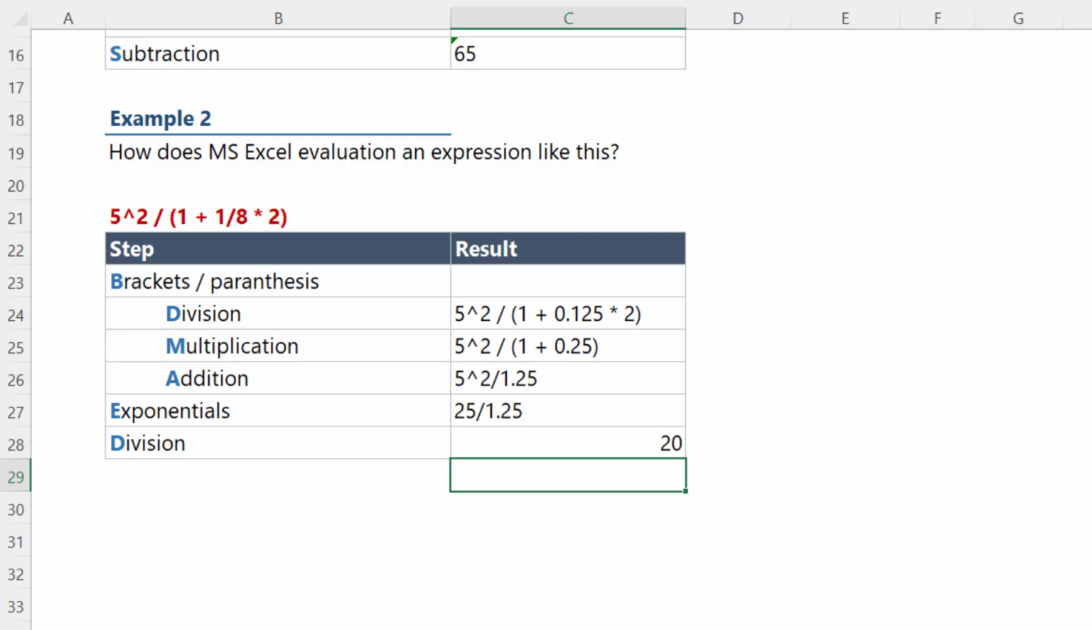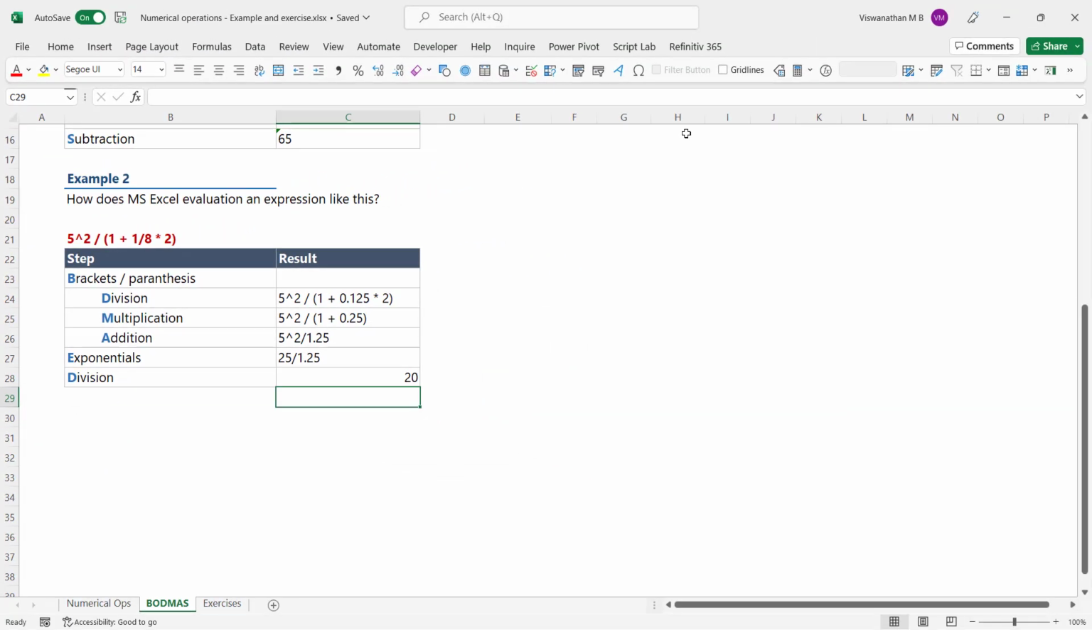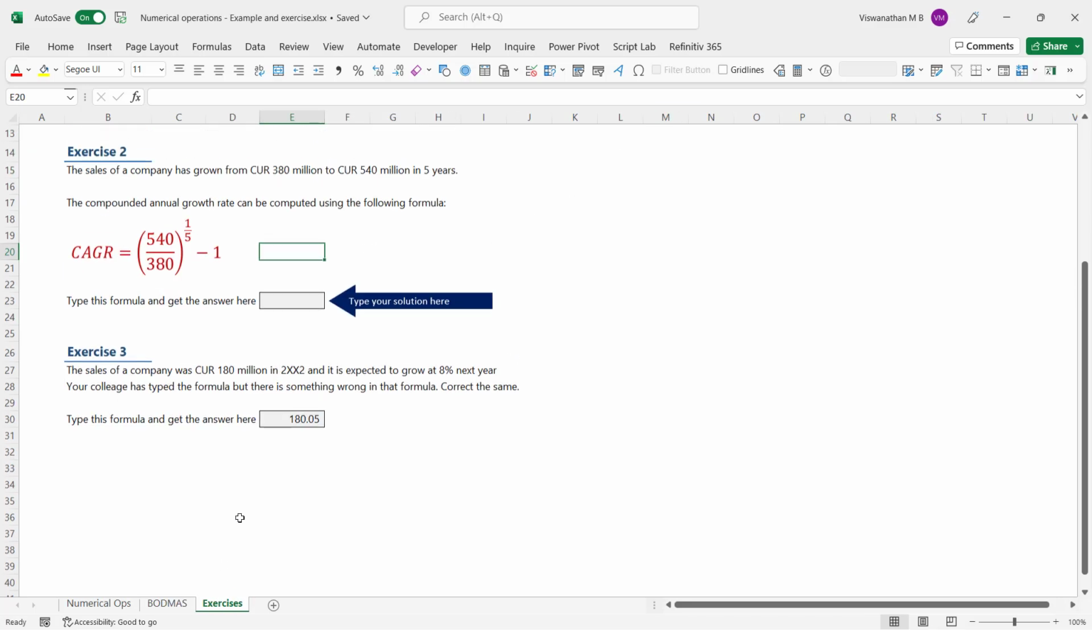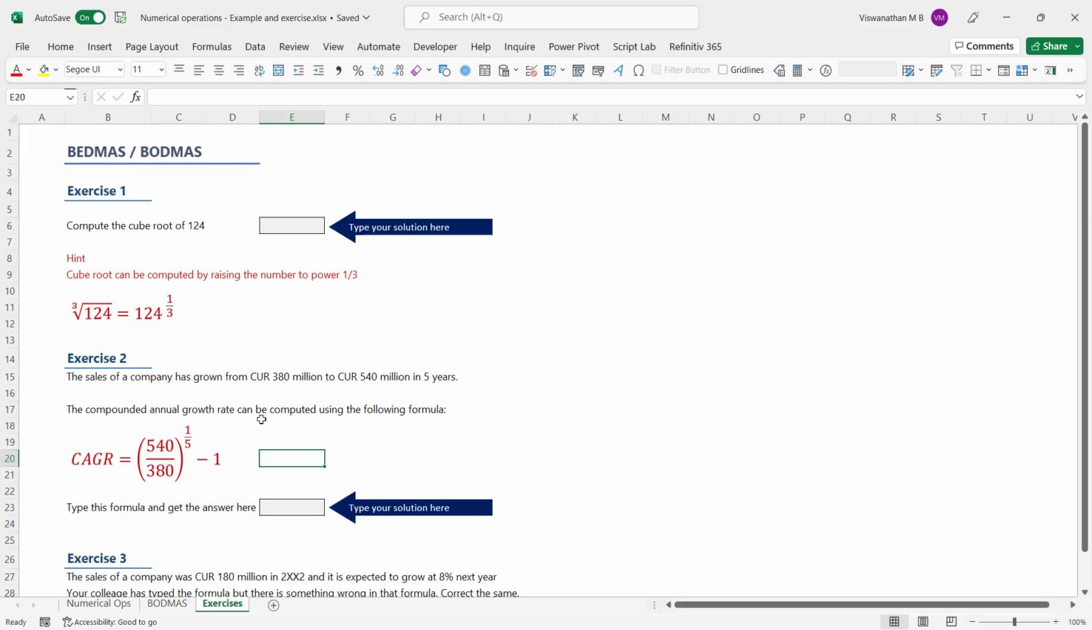I hope with this video you understood the fundamental principles of numerical calculation in Excel, how to perform one, and also the principles of BODMAS. This is especially relevant or more critical in case you are not aware of the BODMAS principle already. Now, to test your understanding, work out this exercise. There are 3 questions here, solve them.